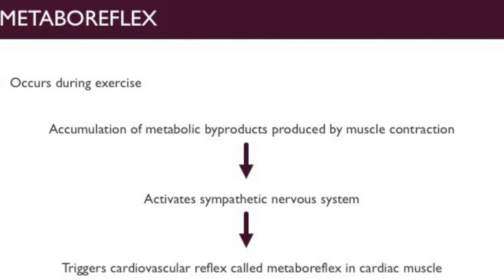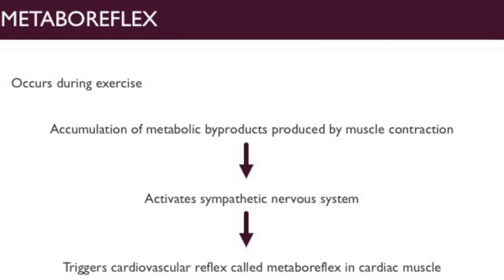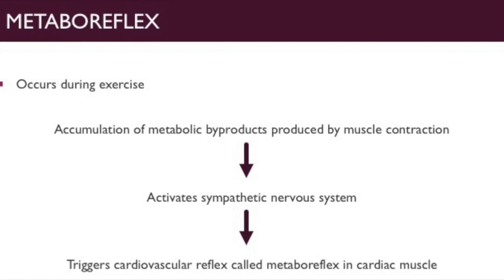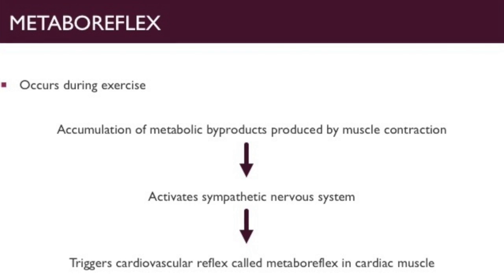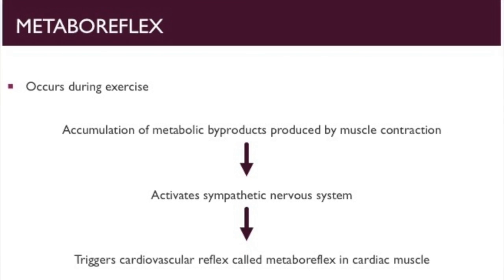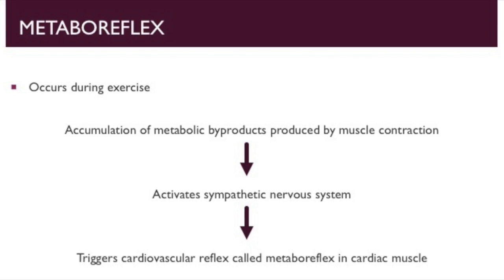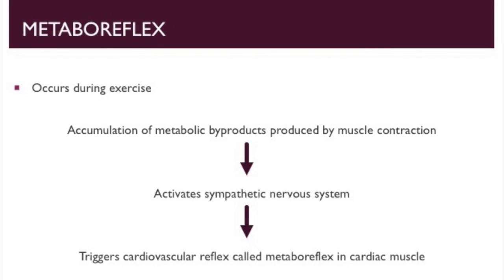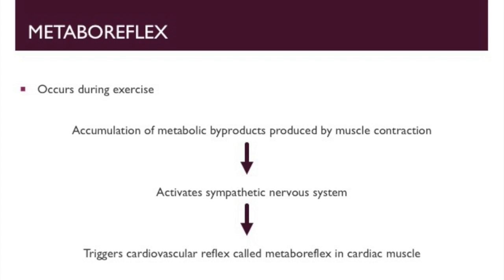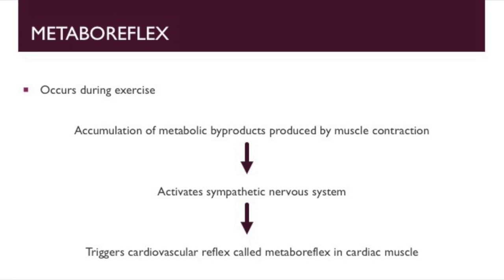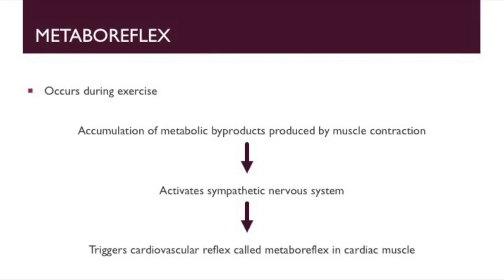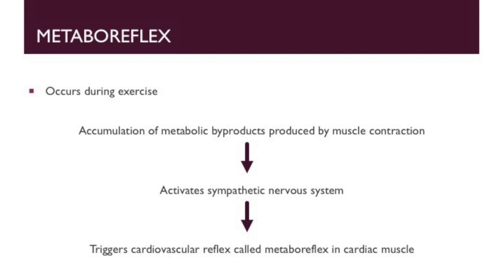Next, we will look a little bit into the metaboreflex. The metaboreflex is a cardiovascular reflex that occurs within the heart following accumulation of metabolic byproducts produced during muscle contraction. Once these byproducts build up, the sympathetic nervous system becomes activated. This activation then triggers the cardiovascular reflex known as the metaboreflex within cardiac muscle. Measuring this metaboreflex actually uncovers important information about the functioning of the heart that is related to coronary artery disease.